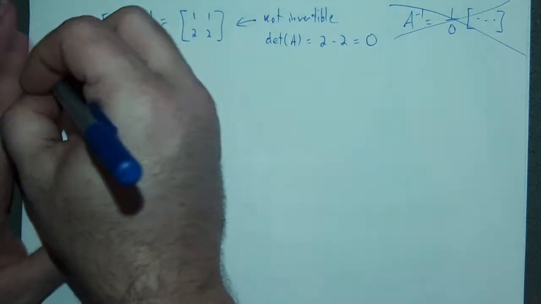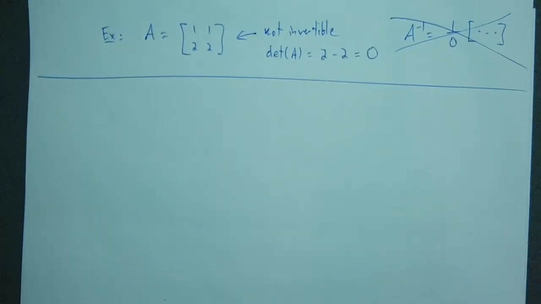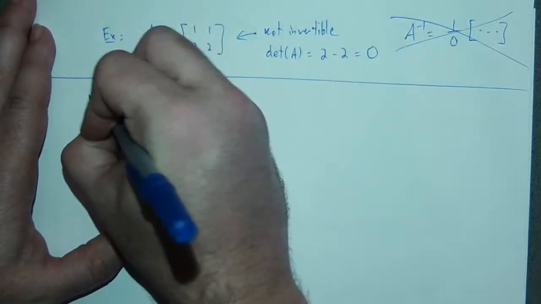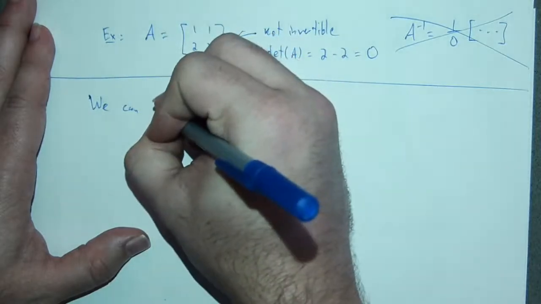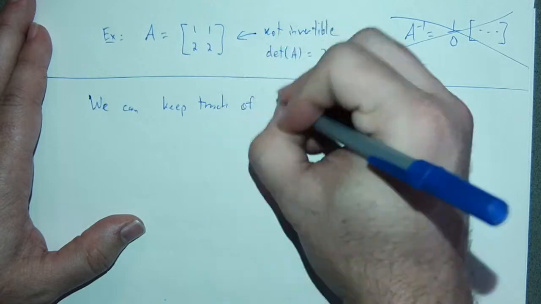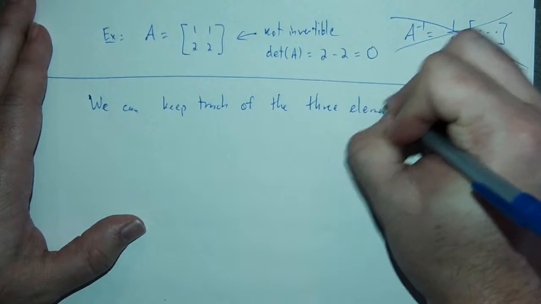Okay, so a quick definition. That is useful, not just for what we're going to do, but it's going to be useful later as well. So before we move on to finding A inverse, we can keep track of the three elementary row operations.